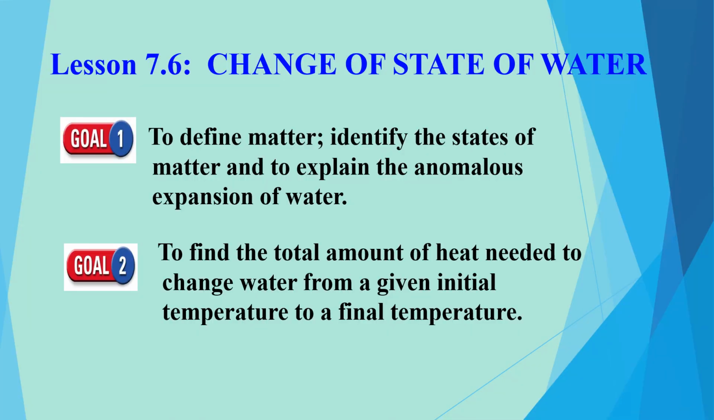In lesson 7.6, we have the following goals: to define matter, identify the states of matter, and to explain the anomalous expansion of water. Goal number 2, to find the total amount of heat needed to change water from a given initial temperature to a final temperature.